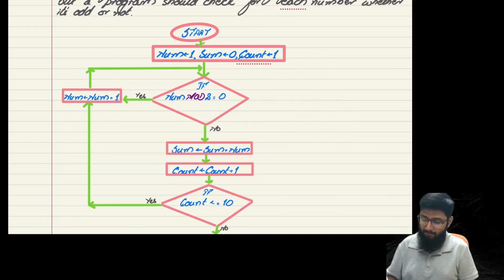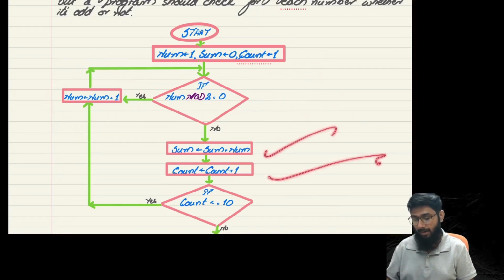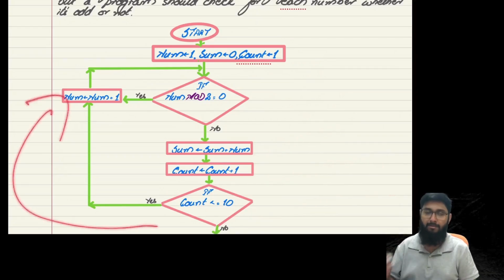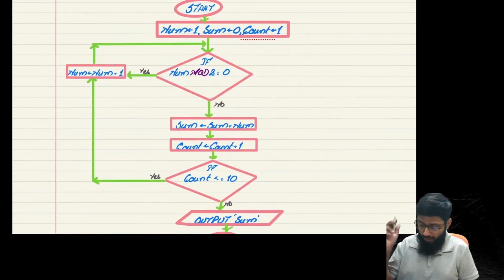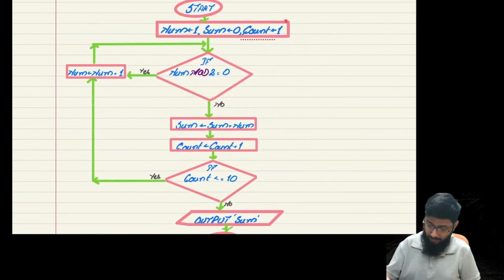If it's an even number, you won't be going to the sum and the count. You will be directly coming to the incrementation part. But if it's an odd number, you will be doing the sum, you will be incrementing the count, you will be checking the count as well, and then you will be coming towards the incrementation of the num.